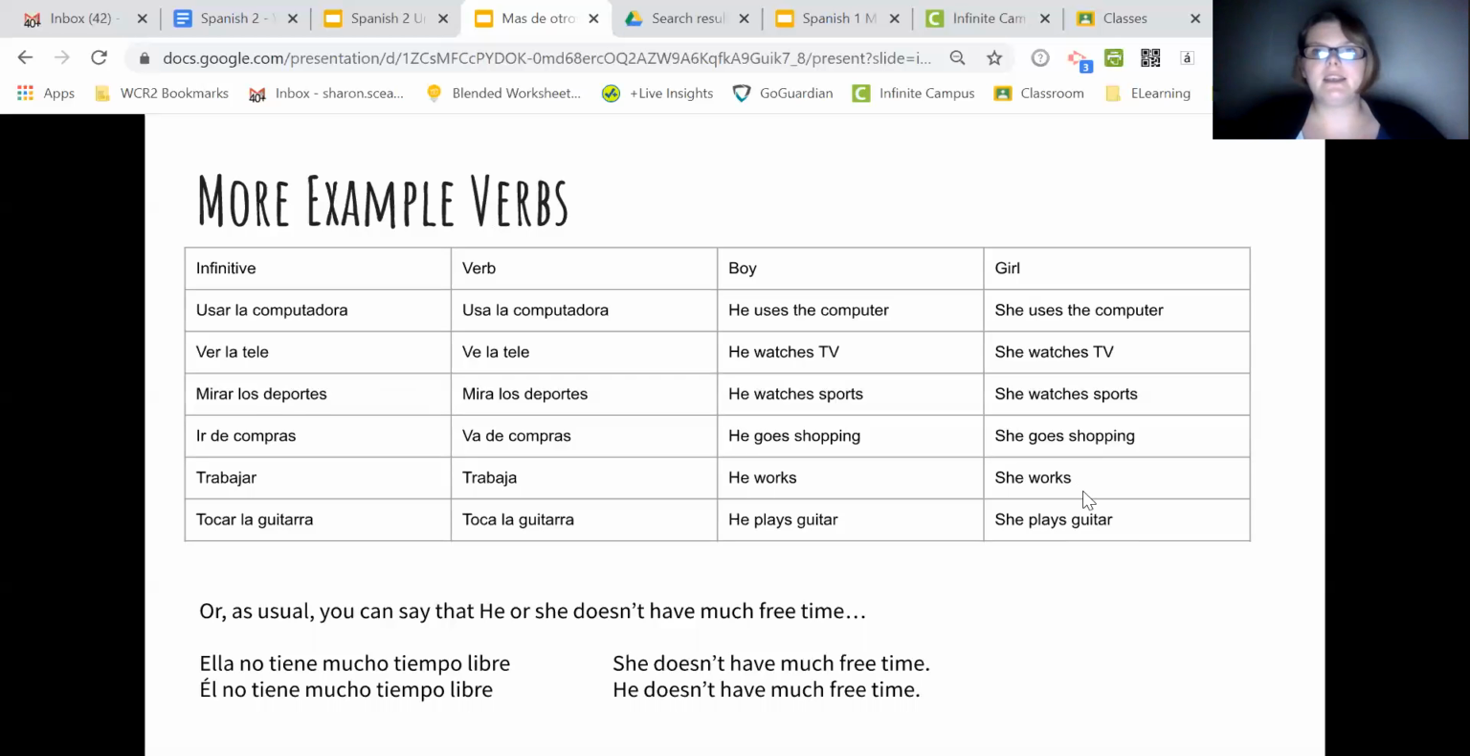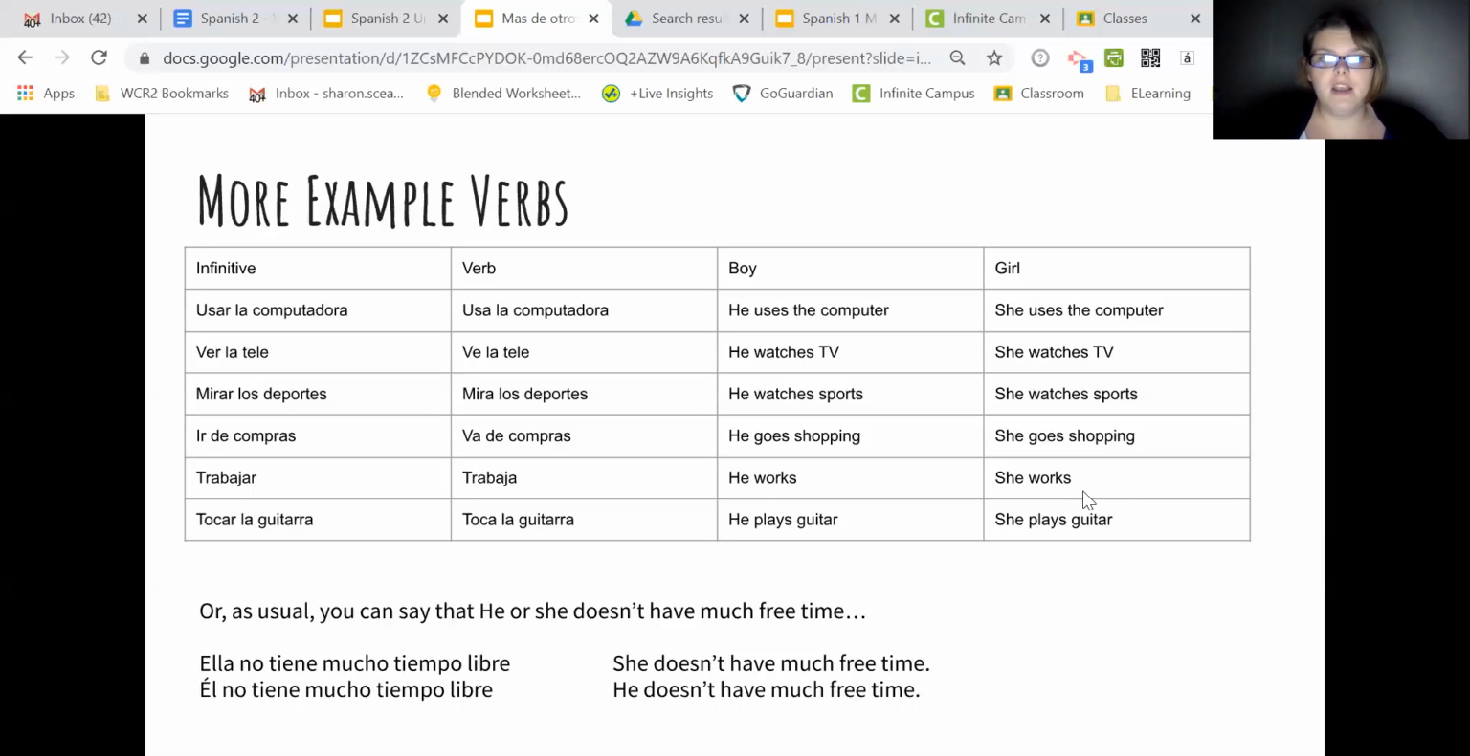Some more examples. Usa la computadora, he uses the computer or she uses the computer. Ve la tele, he watches TV, also she watches TV. Mira los deportes, he watches sports, she watches sports. Va de compras, he goes shopping or she goes shopping. Trabaja, he works or she works. Toca la guitarra, he plays guitar or she plays guitar.